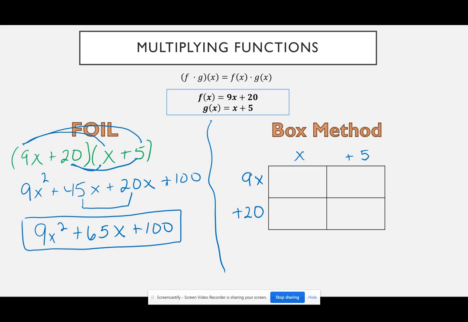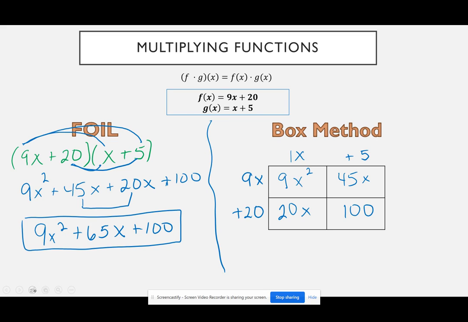So 9x times x, remember this is like saying 1x. 9 times 1 is 9. x times x, there's two x's there, so I get x squared. 9x times 5. 9 times 5, we said was 45, and there's only one x between those two numbers. 20 times 1x. So 20 times 1 is 20, and there is 1x. And then 20 times 5 is 100. There are no x's, so that one doesn't get any.